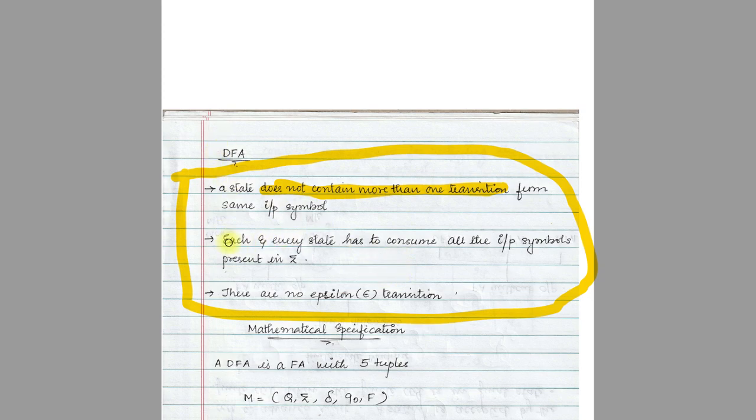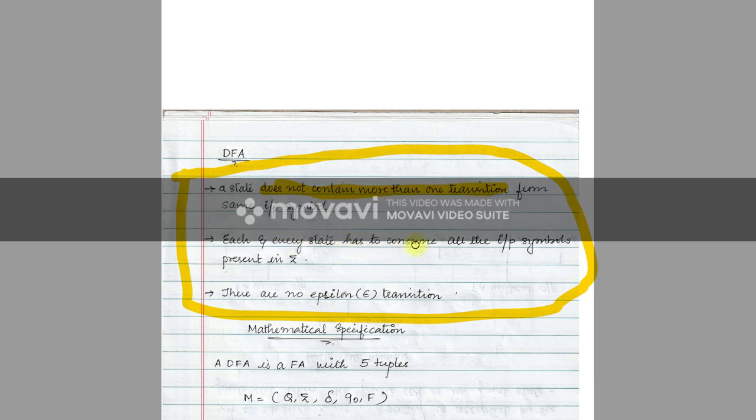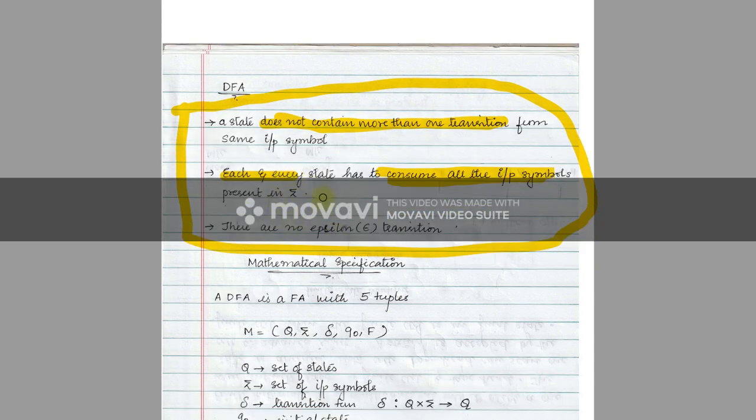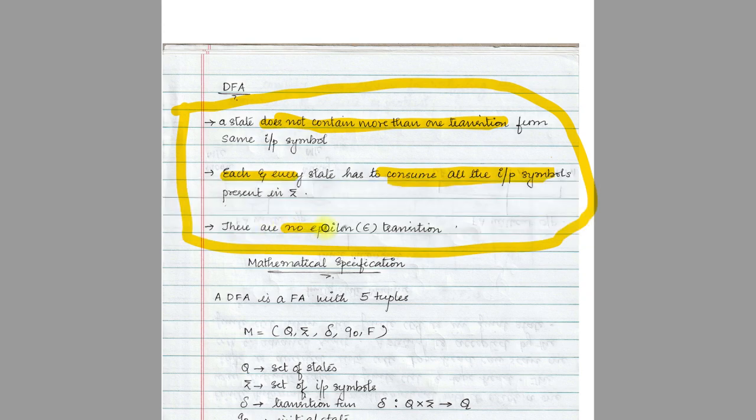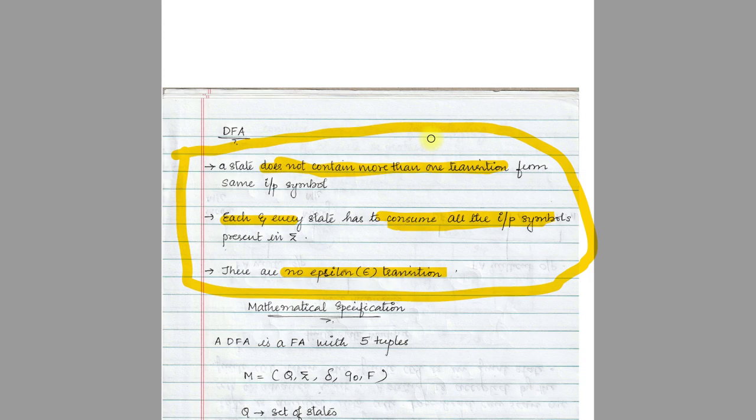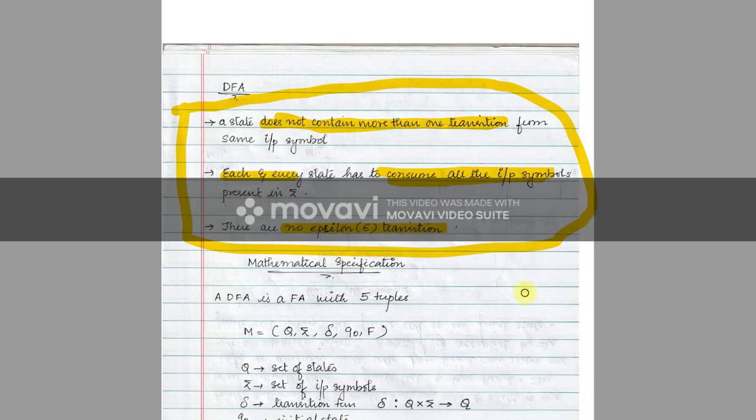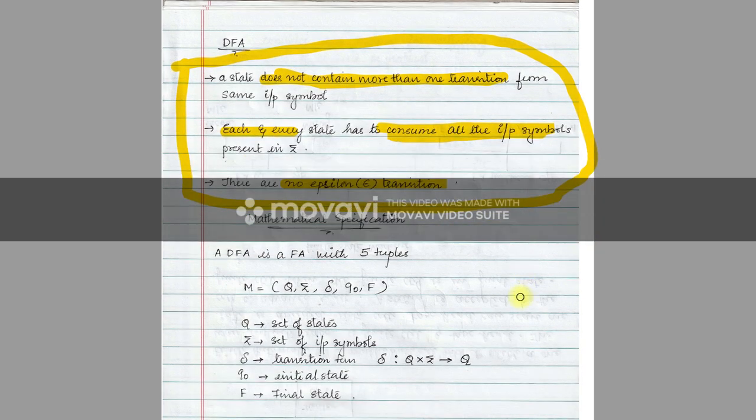My second condition is each and every state should consume all the input symbols present in the alphabet. Now, it should not have an epsilon transition. A finite automata satisfying these three conditions is called a deterministic finite automata.